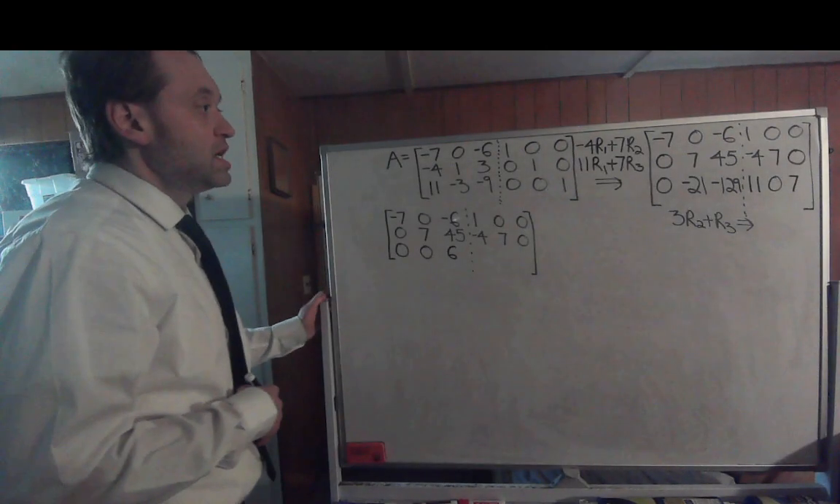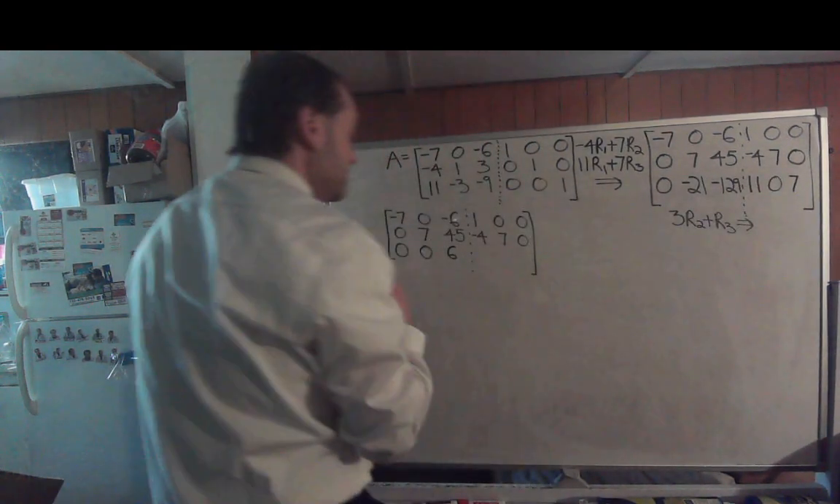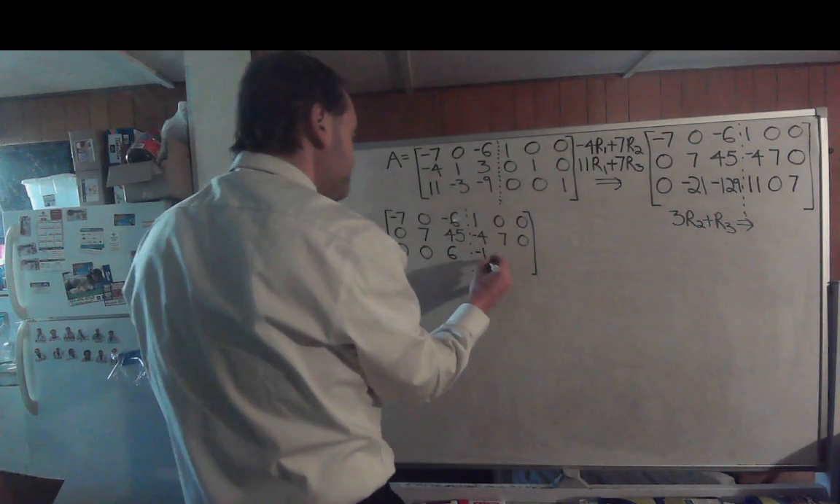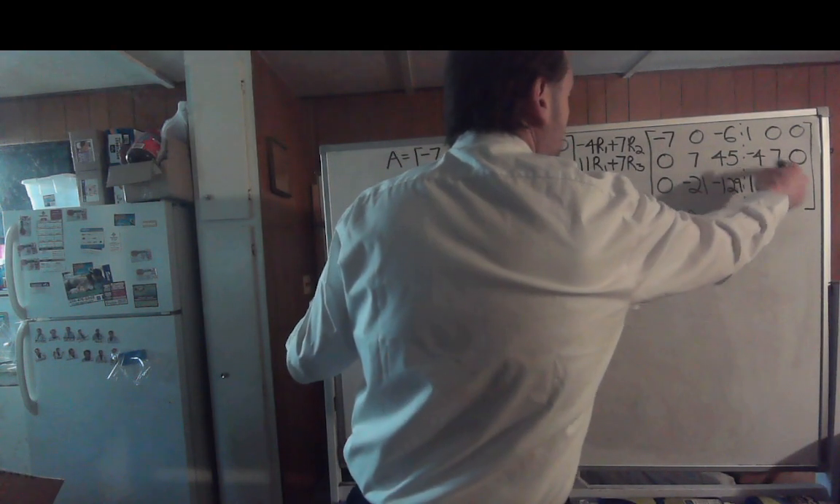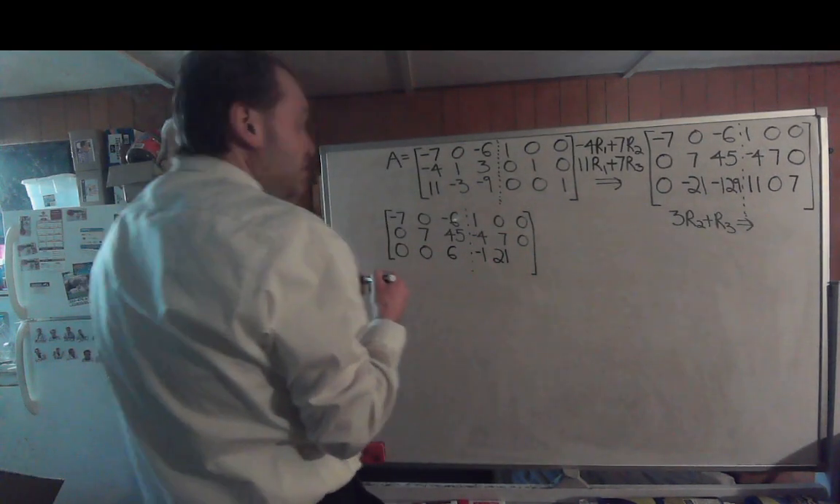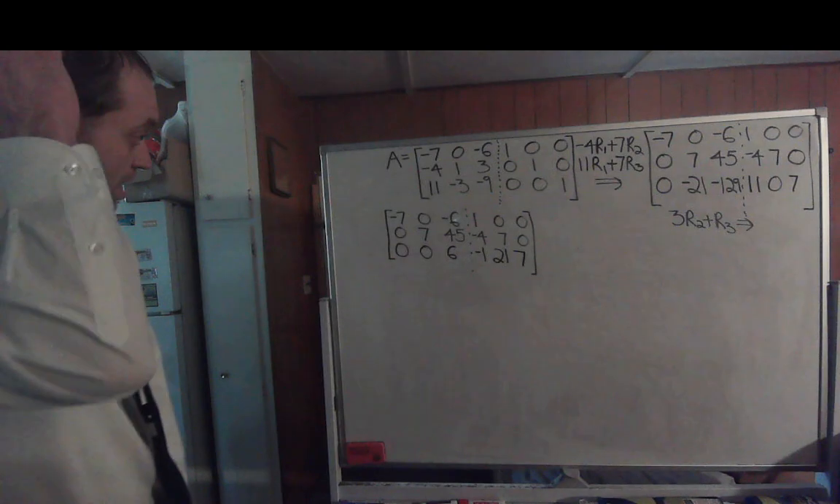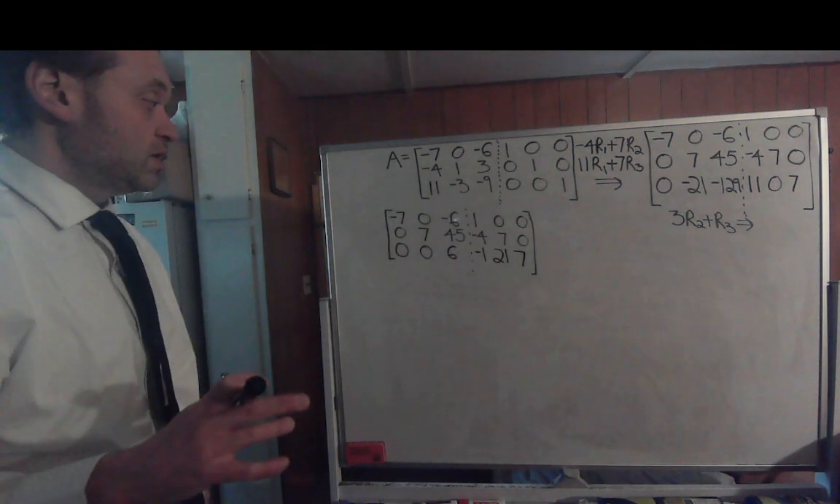But now if I take 3 times negative 4, that's negative 12 plus 11. That becomes negative 1. If I take 3 times 7, that's 21 plus 0, that becomes 21. And 3 times 0 is 0 plus 7, that's just still 7. Okay. We can do a couple things here.